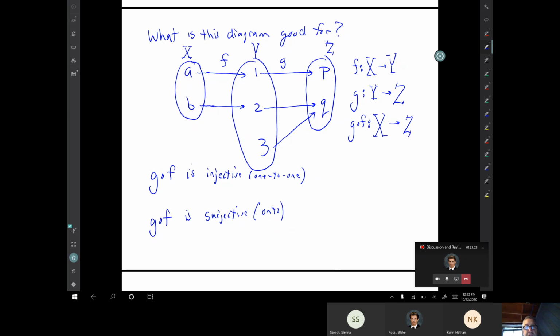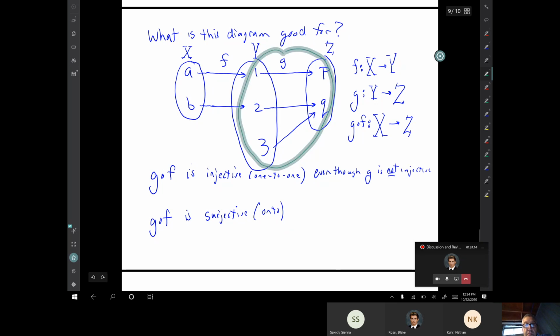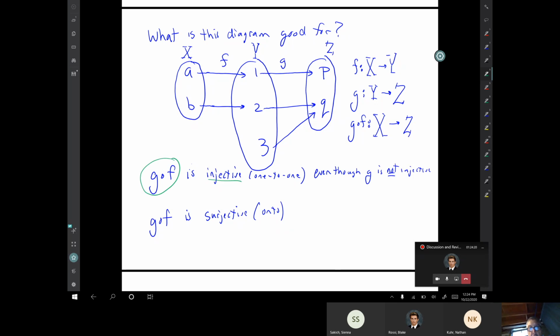G composed with F is injective even though G is not injective. See, this map is not injective. There are two inputs to G that give the output of Q. It's possible for a composition to be injective even though the map on the left is not injective.